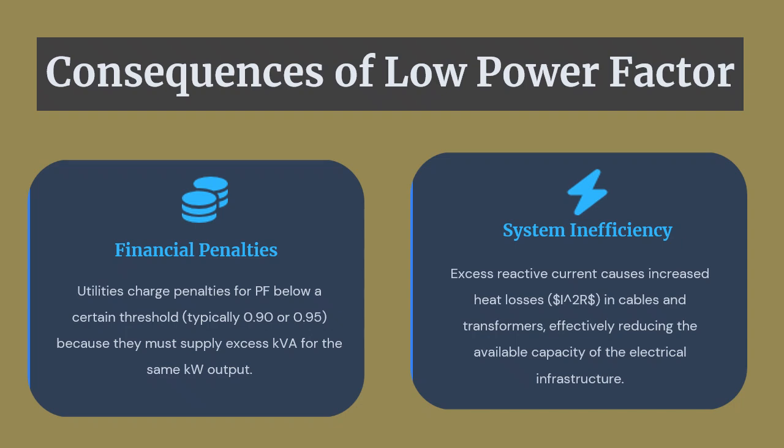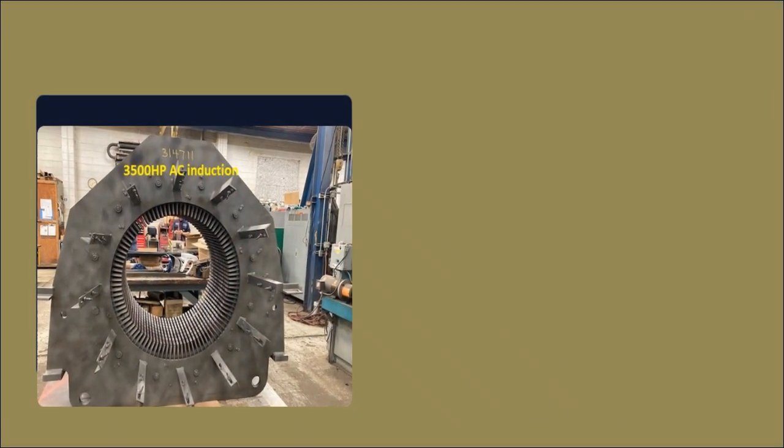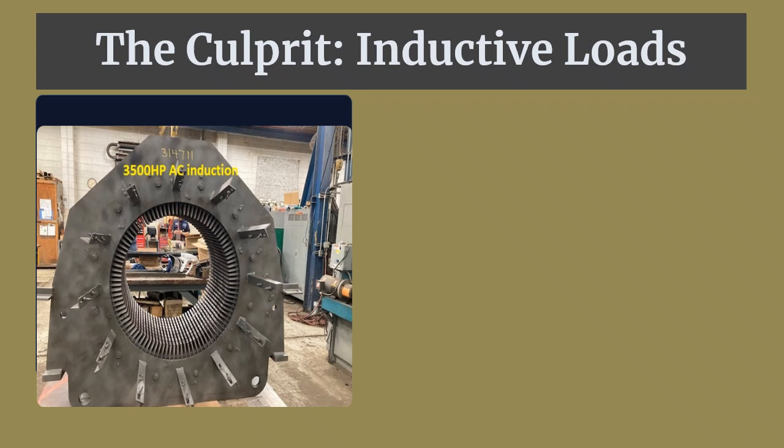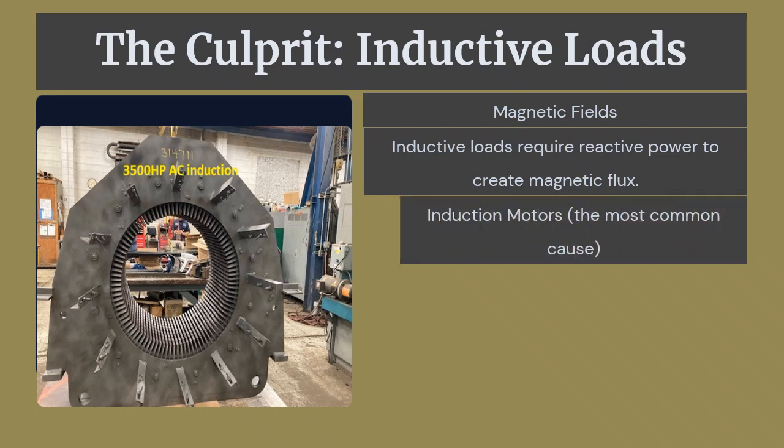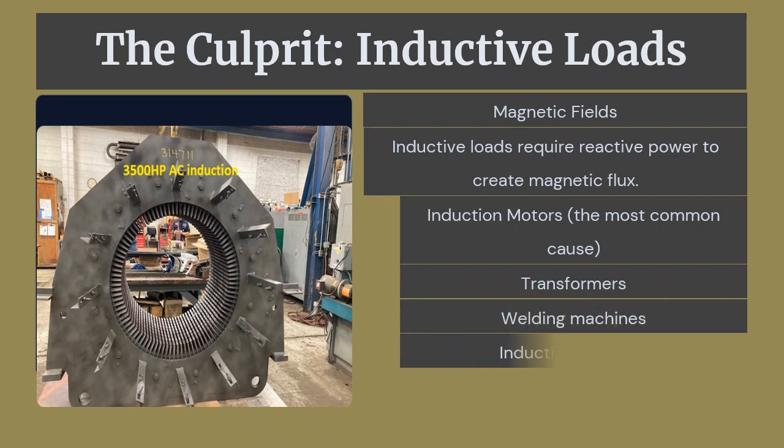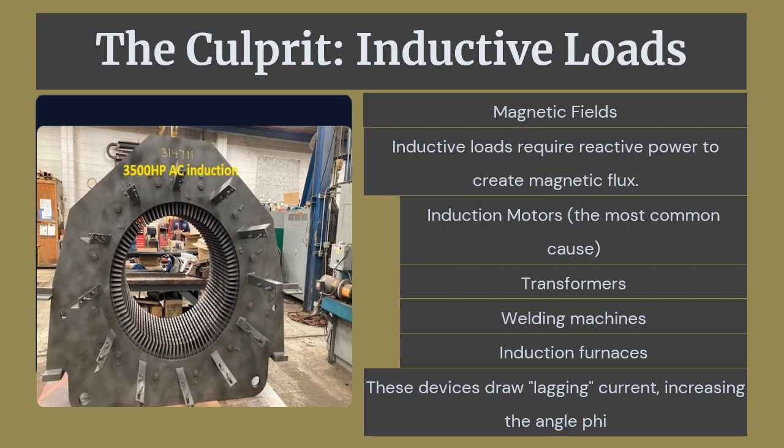The culprit, inductive loads. What causes this lag? The usual culprits are inductive loads. Industrial induction motors, transformers, and welding machines require a magnetic field to operate. This magnetization current lags behind the voltage, causing the power factor to drop and the angle phi to increase.